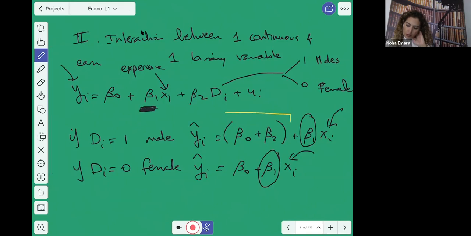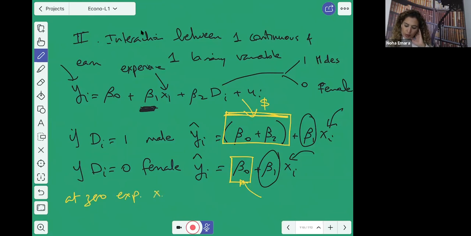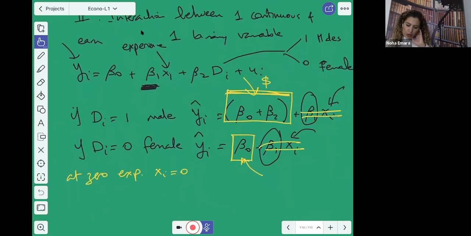See this intercept versus this intercept. The intercept for the male model versus the intercept for the female model. This one is telling me the amount of earnings in dollars that a male person would get if experience is 0, right? So at 0 experience, you plug in xi equals 0, then this part is gone, this part is gone. I'm left with just the intercept, and this is the definition of an intercept.